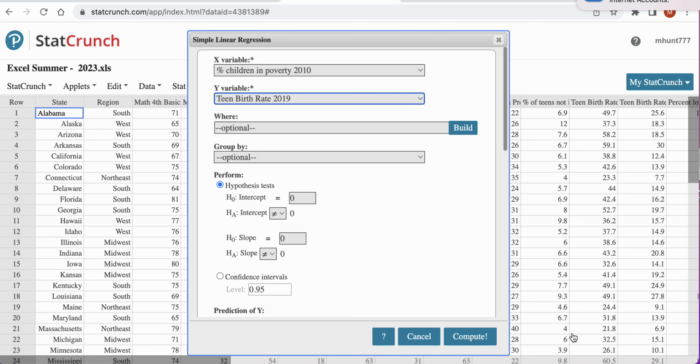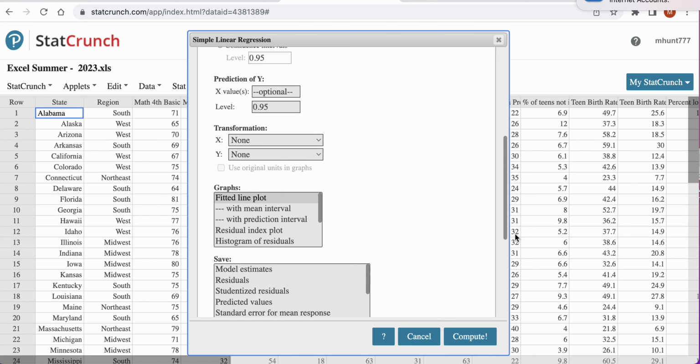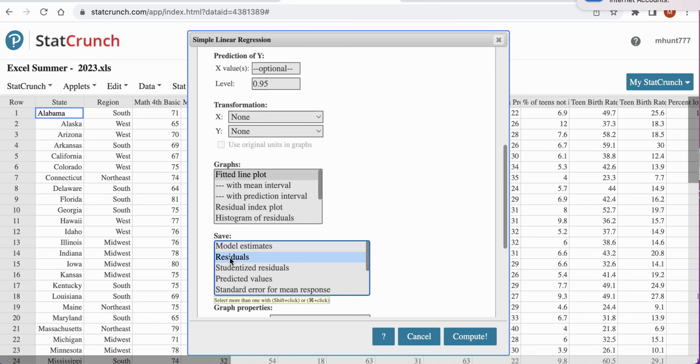Teen birth rate is the births per 1,000 females aged 15 to 19. So it's really not a percent, but we'll just refer to it as teen birth rate. And the other thing we're going to check is we want to save the residuals, and then we're going to compute.